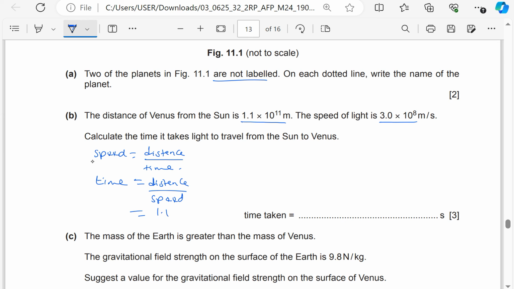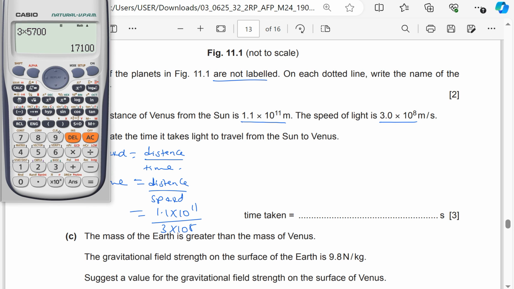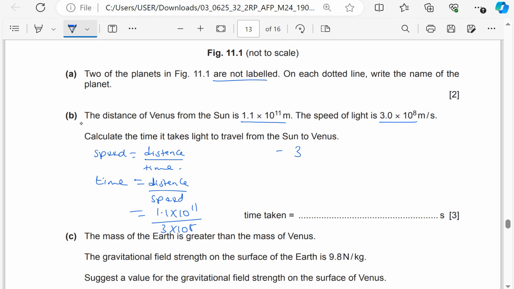So that is 1.1 times 10 to the power of 11 divided by 3 times 10 to the power of 8. So I have 1.1 exponent 11 divided by 3 exponent 8, which gives us 366.7, or approximately 370 seconds.